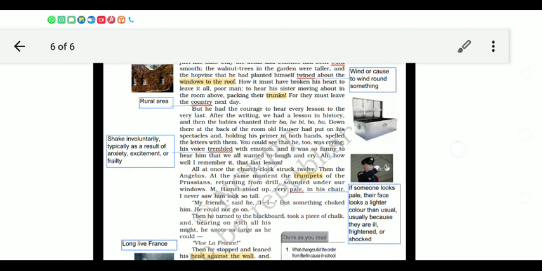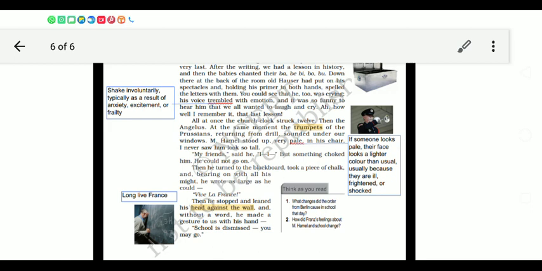Trumpets: you may see the photo of a trumpet. A man is sounding an instrument like a pipe. That is a trumpet. Pale: if someone looks pale, their face looks a lighter color. Lighter color of skin, that is the meaning of pale. In the last word, Vive la France. Long live France.